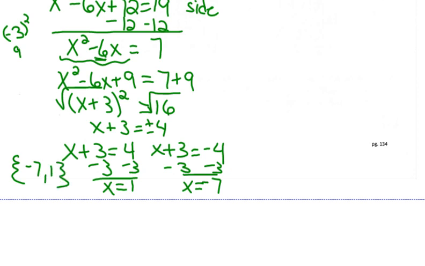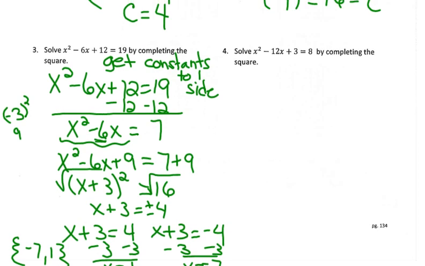All right, let's take a look at another example. This is going to take a little bit of time, okay? So I have to get my constants to one side, so I'm going to subtract 3. So the problem that I'm working on is x squared minus 12x equals 5.